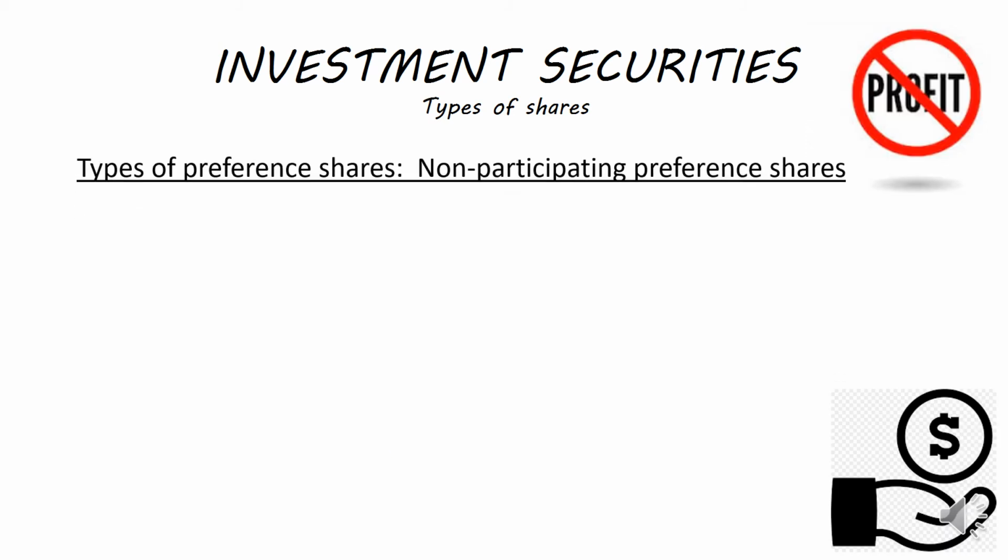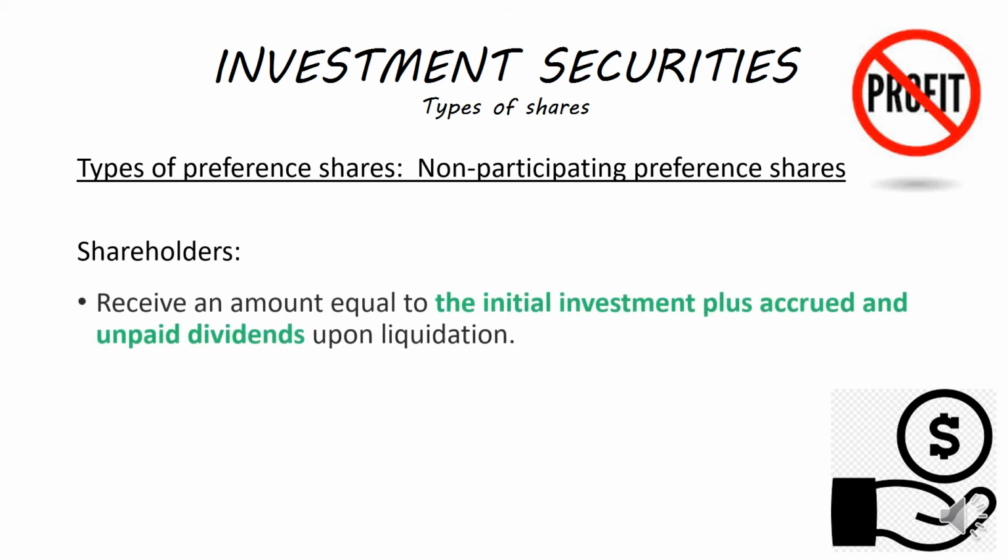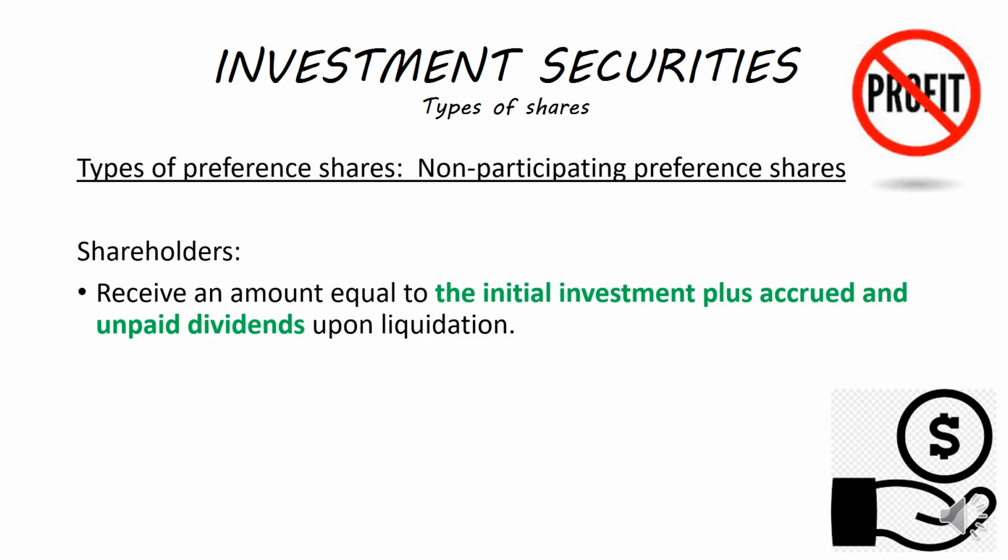Right, then we also have non-participating preference shares. It is still preferential shares, preferential shareholders. With non-participating preference shares, you will receive an amount equal to the initial investment, so whatever you paid for those shares initially, plus any accrued and unpaid dividends upon liquidation. So should the company go into liquidation, you are going to receive your initial investment back plus any dividends that are owed to you. In other words, that hasn't been paid out.